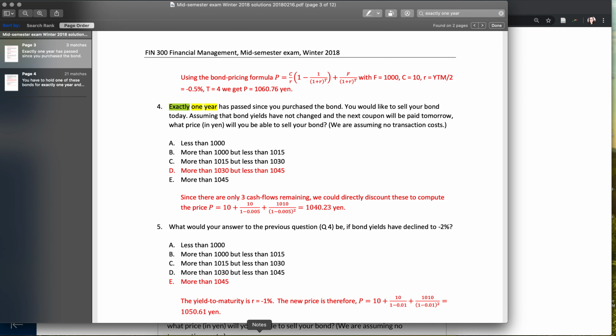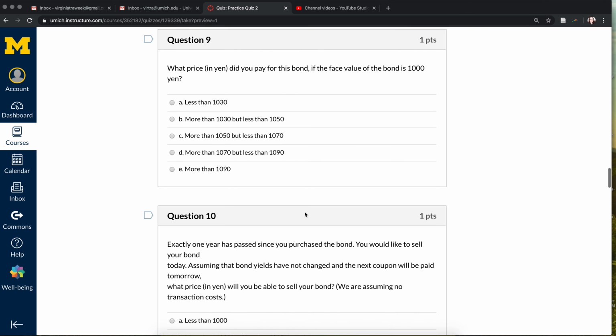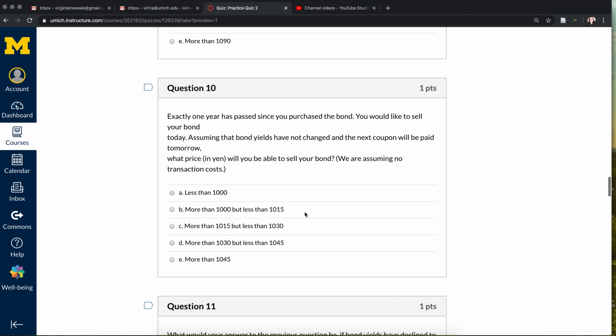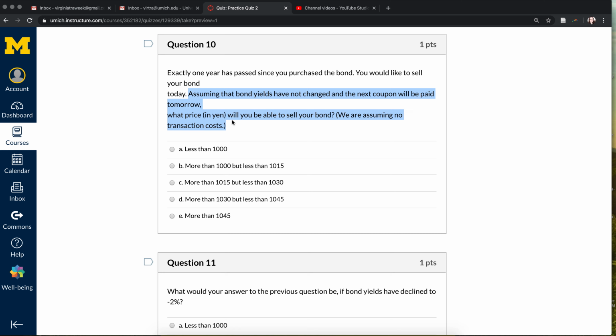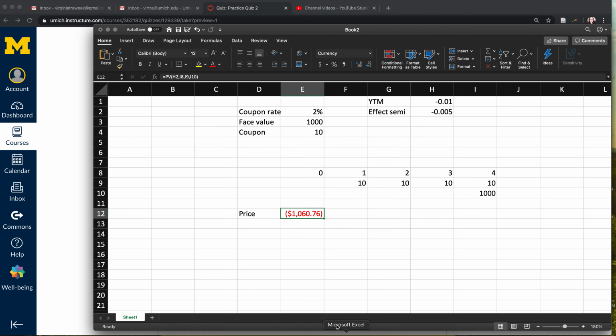And I have pulled up the answers, and we also get 1,060. Okay, let's go back to the problems. 1 year has passed. You would like to sell your bond today. Assuming that the next coupon is paid tomorrow and yields haven't changed, what is the price?